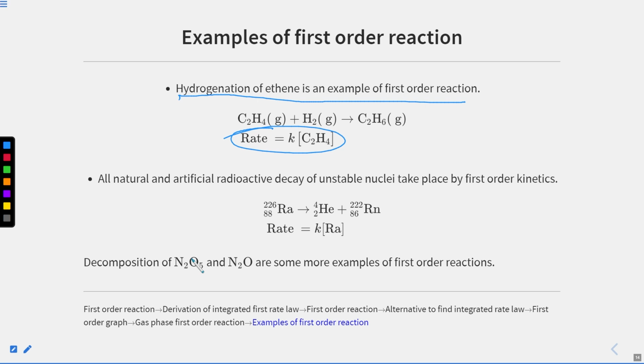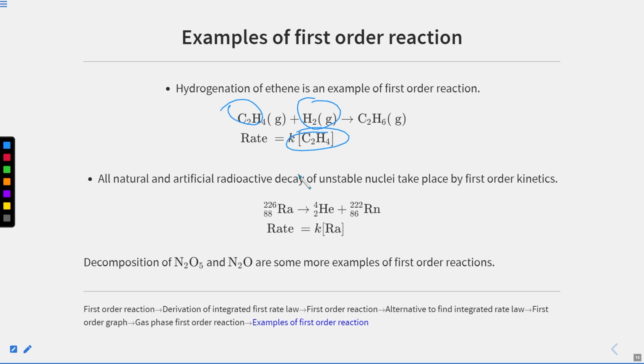Now decomposition of N2O5 and N2O are also examples of first order reactions. You should notice here that although we have two reactants, since it is not an elementary reaction, it is a complex reaction. Therefore, the rate is dependent only on the concentration of ethene.